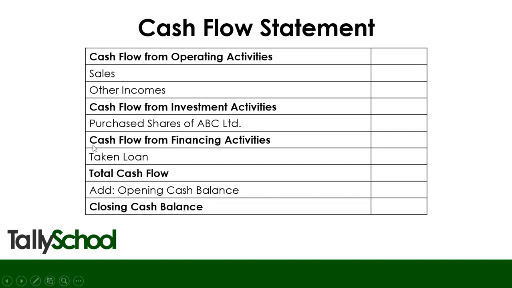Now the third one is cash flow from financing activities. Now financing activities means taking a loan or getting money to run the business in other forms such as getting capital, or anything that is in the financial subject. So let's say you have taken a loan, and it will come here as you have got some new cash in the form of a loan. So this was cash flow from financing activities.